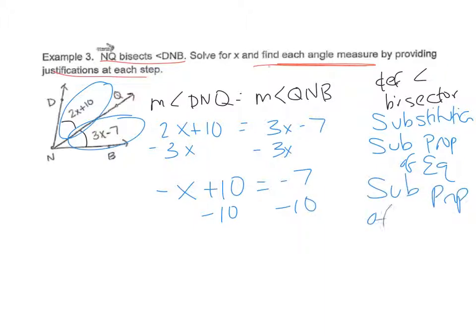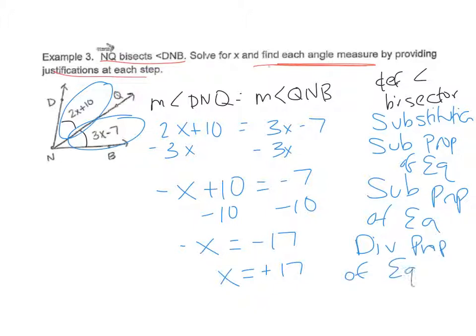You might have solved your equation differently too. So I have negative x equals negative 17. So x equals positive 17 by the division property of equality.